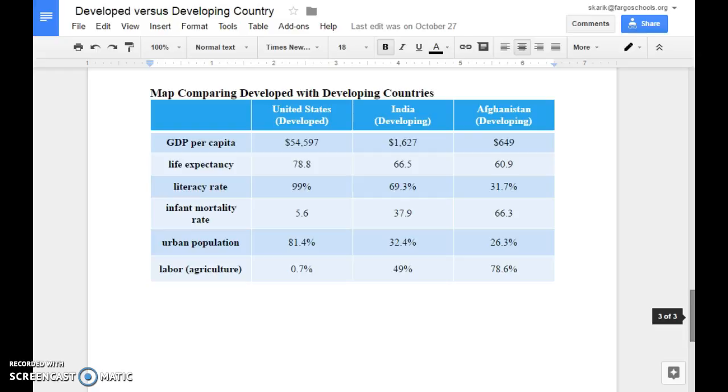If you study that chart, you'll notice as the development decreases, you see a significant difference in the statistics from the United States being a developed country all the way down to Afghanistan, which is a developing country. And you can see the difference between India, which is still developing, and Afghanistan, which would have a much lower development than India and obviously the United States.